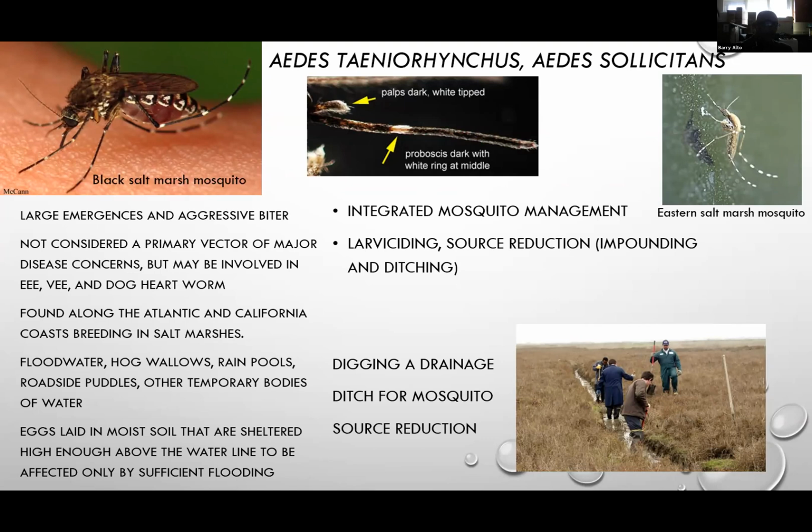you know some of the basic biology of the mosquito, you can exploit that biology to better control them. For example, using an integrated mosquito management approach, larviciding and source reduction, impounding and ditching. So when water levels are high, or when there's standing water, they're not going to lay their eggs there. And this is a way of making impoundments and protecting certain areas, especially those that are located near residential areas. And in the picture here, you can see a person digging a drainage ditch for source reduction.